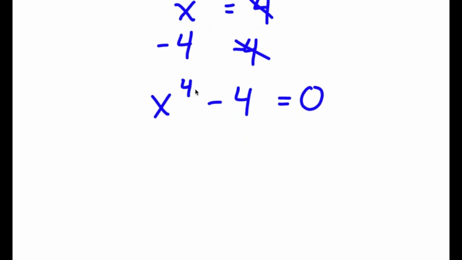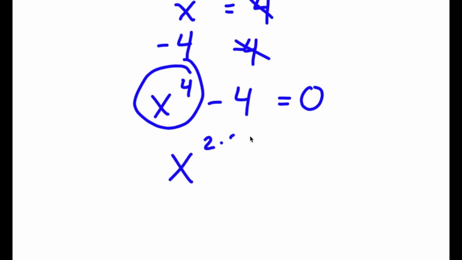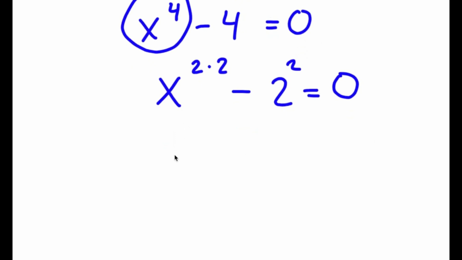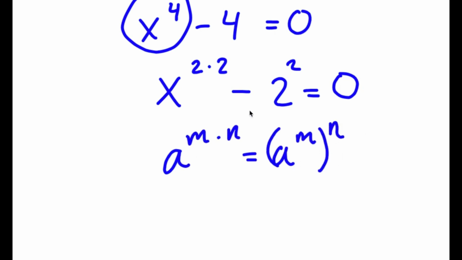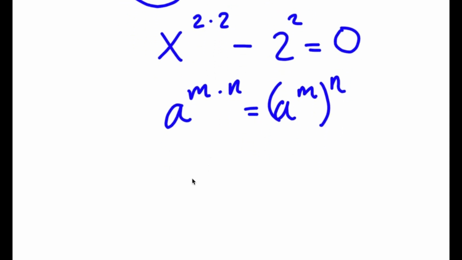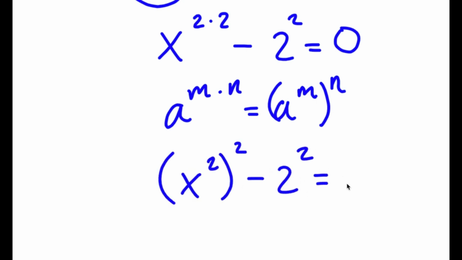Now, I'm going to rewrite x to the power of 4 here as x to the power of 2 times 2. Now I have this minus 4, which is the same thing as 2 squared, is equal to 0. Now, if I have something in the form a to the power of m times n, this is the same thing as a to the power of m to the power of n. So x to the power of 2 times 2, I can rewrite as x to the power of 2 to the power of 2. Now I have this minus 2 squared is equal to 0.